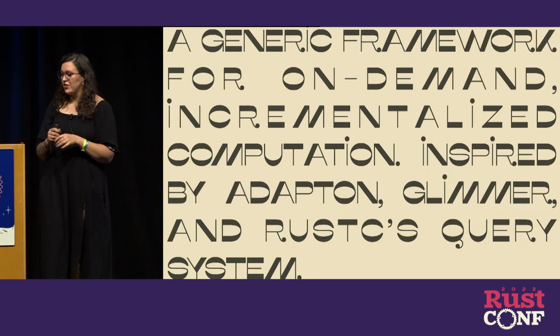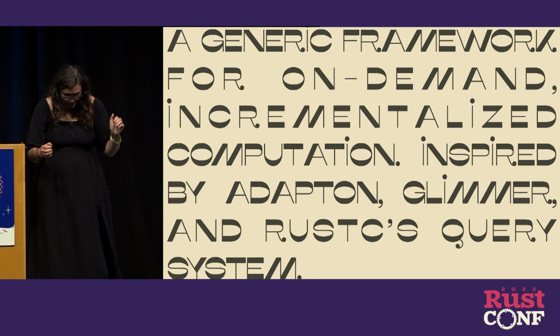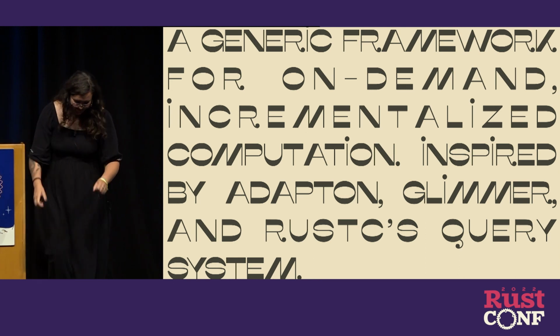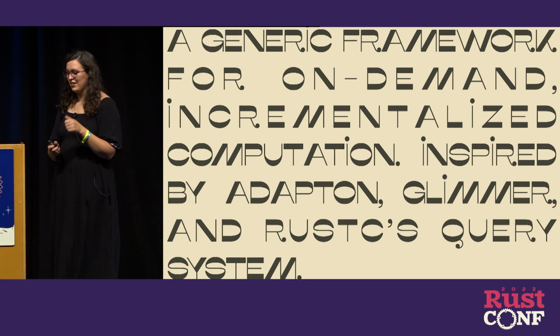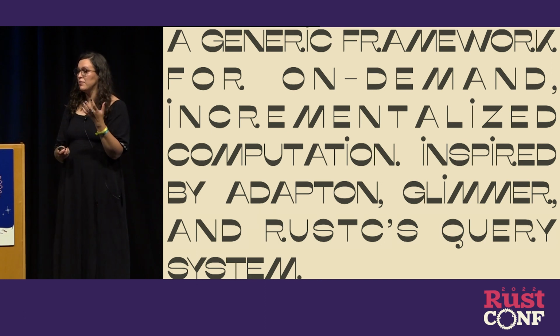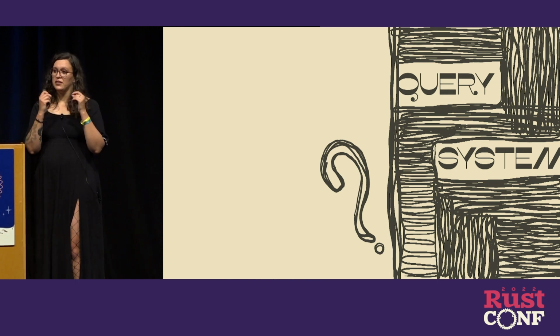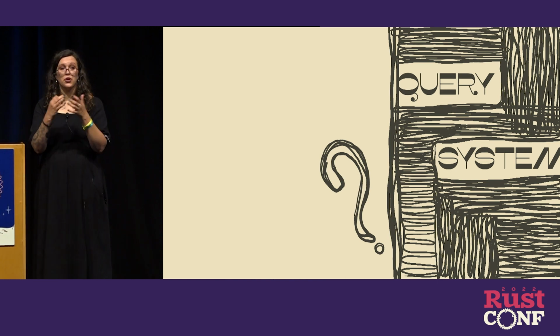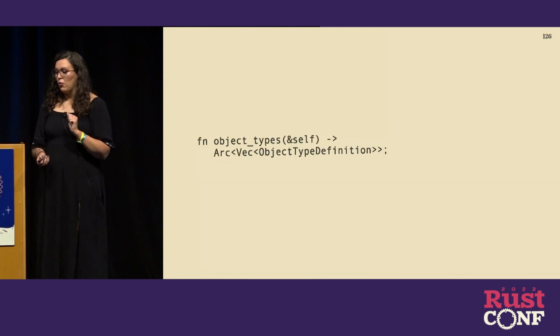I've taken this from GitHub directly. Salsa is a generic framework for on-demand incrementalized computation, inspired by Adapton, Glimmer, and rustc's query system. And I think the query system part is actually the more important one. So with the help of salsa-rs, we build out the database of our facts, and we also build out a query system that goes with that database. What do I mean by that?